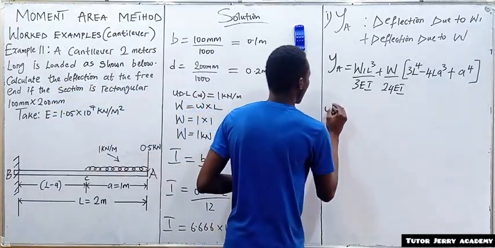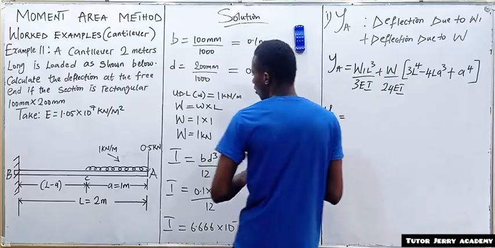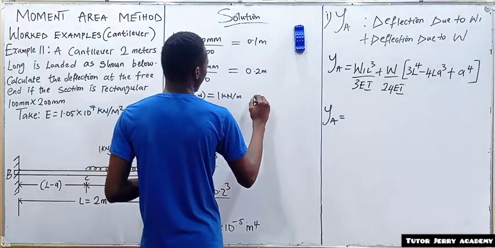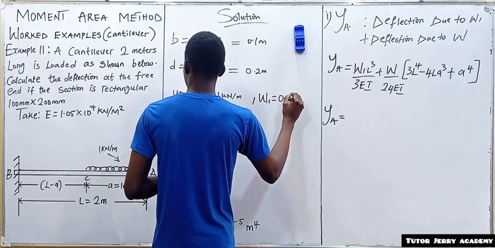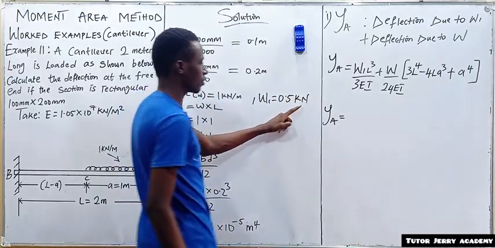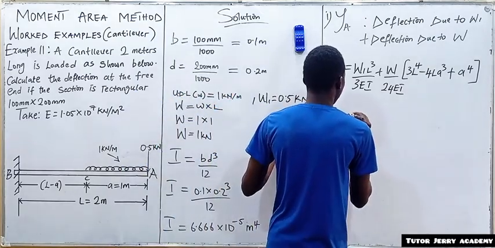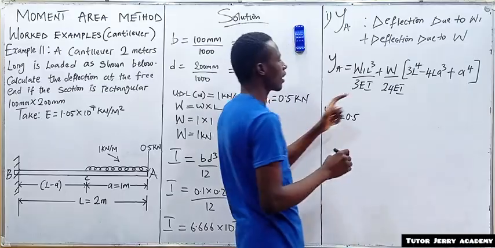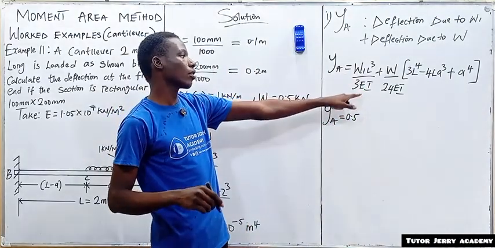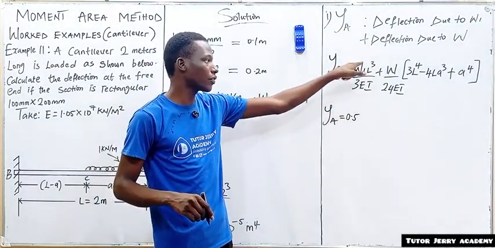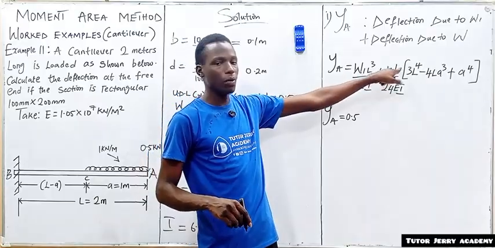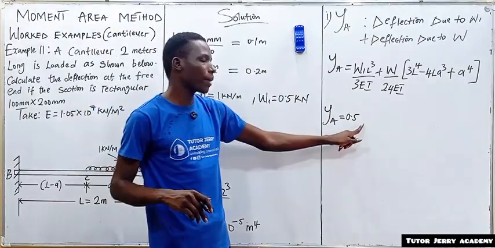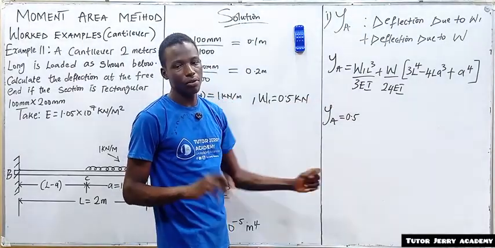All right. So YA will be equal to, now W1 is nothing but 0.5 kilonewton. So take note of this. All right. So let's substitute. We have 0.5 kilonewton. Now we are not going to add kilo, that is 10 to the power of 3 here, because E has 10 to the power of 3. So 10 to the power of 3 we cancel out with 10 to the power of 3. Similarly here. So we don't need to add kilo. Ordinarily you're supposed to multiply by 1000, but the 1000 here cancels out, so we don't need that.